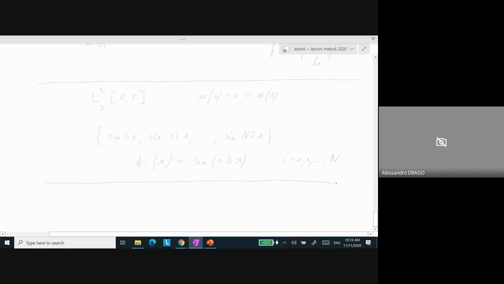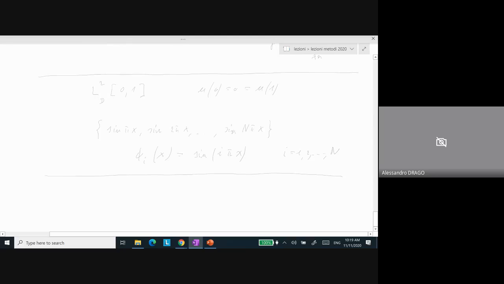And now let's consider 2 different problems. The first problem is very, very simple. It is just the usual one: minus the second derivative of u with respect to x squared equal to x, let's say. So we are working with these boundary conditions here.